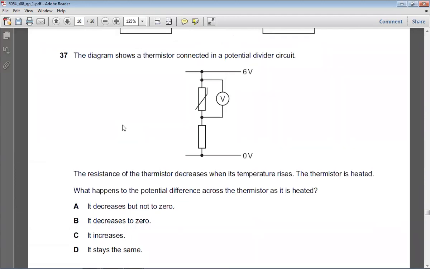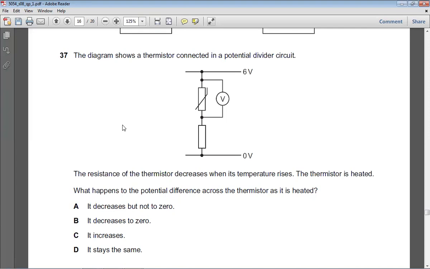The diagram shows a thermistor connected in a potential divider circuit. Okay. The resistance of the thermistor decreases when its temperature rises. The thermistor is heated. What happens to the potential difference across the thermistor as it is heated? So when you heat the thermistor, its resistance will drop. Because its resistance will drop, the voltage V out, which you have taken from the terminals of the thermistor, will also drop.